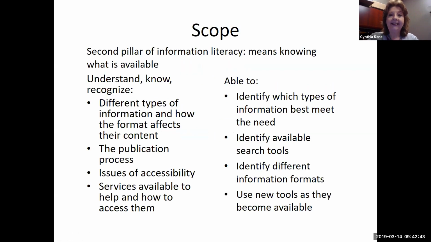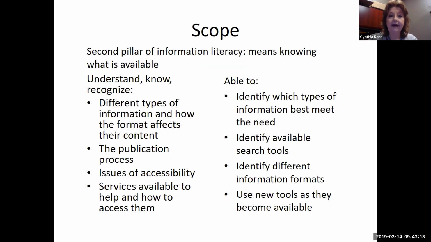Scope is covered in the second chapter of the Information Literacy User's Guide, our textbook, and it is also considered to be the second pillar of information literacy. Essentially, it means knowing what is available. Now, we've talked about this a little bit in our first video tutorial in terms of identify, when I was going through the topic of electronic cigarettes and figuring out my perspectives, the sources that I would need, and then how I would actually find those sources.